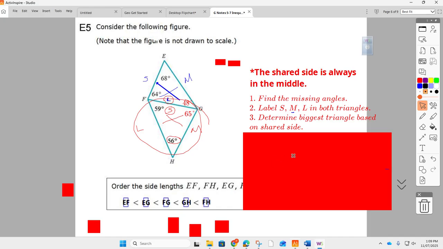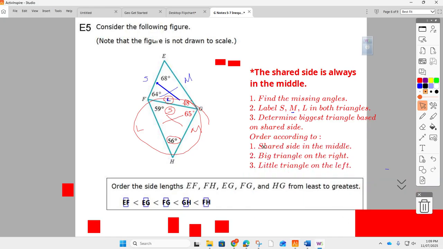Alright, so once we do that, that's how we just did this already. The shared side's already in the middle. We put all the sides in the big triangle on the right, all the sides in the little triangle on the left. You're supposed to be writing everything that's up here.